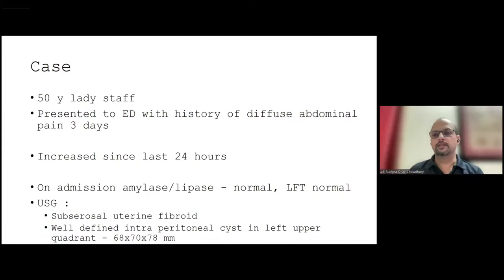So I'll start off with this clinical case, which was of a 50-year-old lady. She presented to the emergency department with a history of diffuse abdominal pain for 3 days, which increased over the last 24 hours. On admission, her amylase and lipase were normal, and liver function test was normal. She underwent an ultrasound in the emergency department itself, which showed a subserosal uterine fibroid. However, there was also an additional finding of a well-defined intraperitoneal cyst in the left upper quadrant measuring 68 × 70 × 78 millimeters.